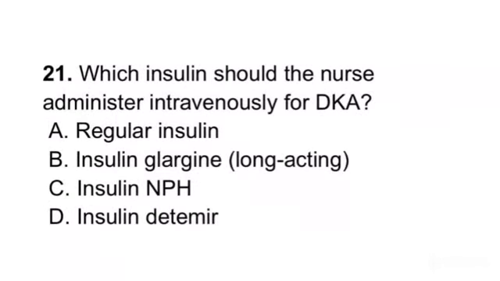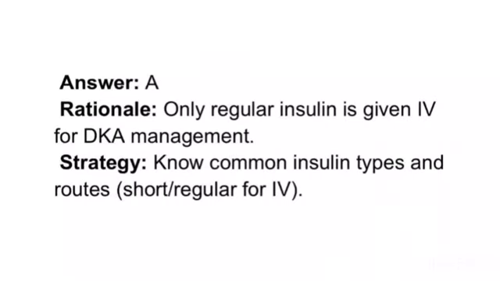21. Which insulin should the nurse administer intravenously for DKA? A. Regular insulin. B. Insulin glargine, long-acting. C. Insulin NPH. D. Insulin detemir. Answer: A. Rationale: only regular insulin is given IV for DKA management. Strategy: know common insulin types and routes, short/regular for IV. 22.